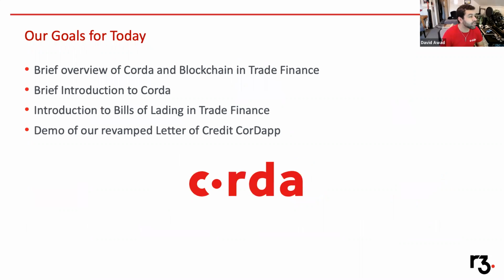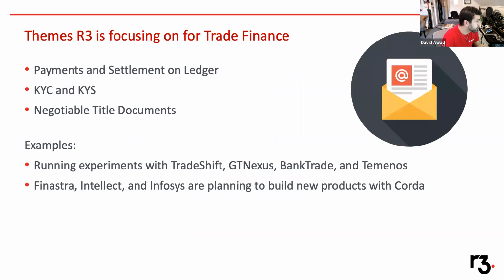So the goals today, in any event, is to talk a little bit about Corda and trade finance. We'll do a brief introduction to the Corda abstractions themselves. Then we'll talk a little bit about bills of lading, letters of credit, and how trade finance actually works. Then we'll do a demo of what a production application of this might look like in Corda on the blockchain. And then we'll talk about how you might implement it as far as Corda apps are concerned. So let's get right to it.